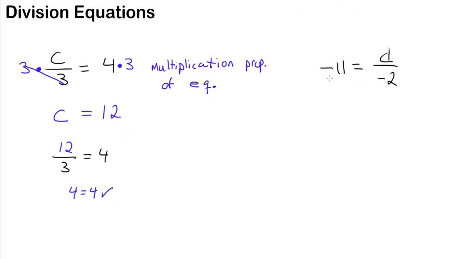I have negative 11 equals d over negative 2. Again, this is d divided by negative 2. How do I undo division by negative 2? I'm going to multiply by negative 2. Because when you undo multiplication or division, you have to keep the sign. So I have to multiply both sides by negative 2.